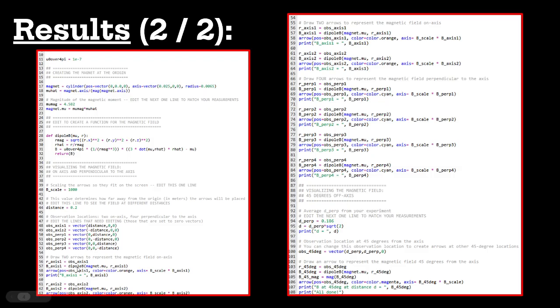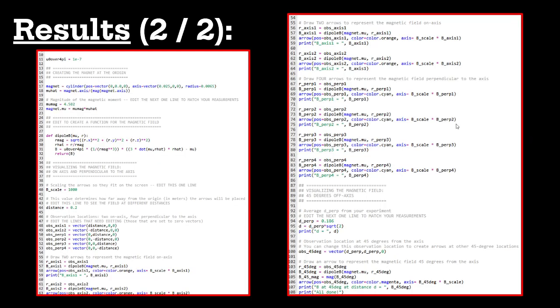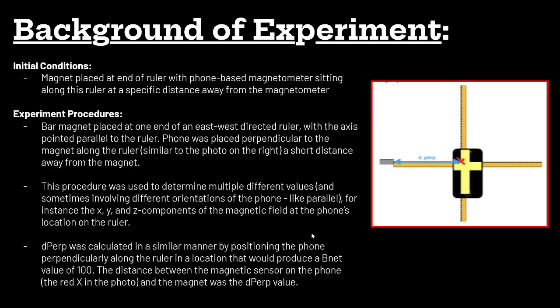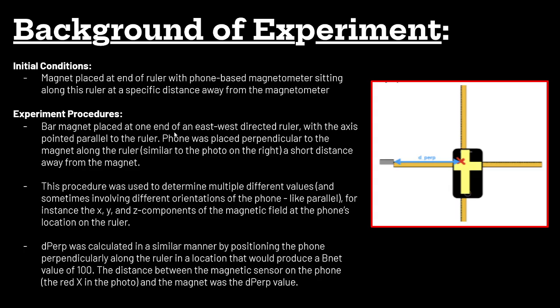This was just the overall GlowScript code. This was the code used to produce the four different arrows that you see to represent the magnetic field perpendicular to the axis. And yeah, the background of the experiment: the magnet placed at the end of the ruler with the phone-based magnetometer sitting along the ruler a specific distance away from the magnet. So you can see at a given distance, to calculate these r values, for example, there was a specific distance that you needed to have it at to get those r values, and those are measured.